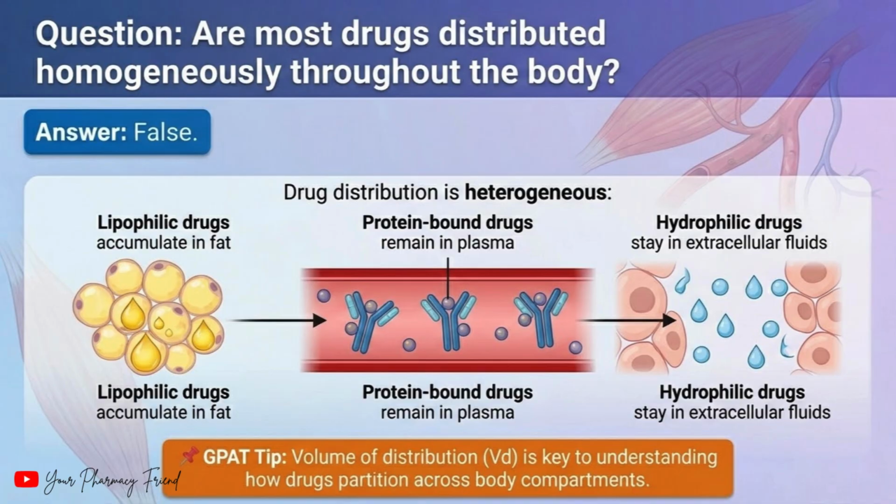Are most drugs distributed homogeneously throughout the body? False. Most drugs are not distributed homogeneously throughout the body. Lipophilic drugs tend to accumulate in fatty tissues, protein-bound drugs remain in plasma, and hydrophilic drugs stay in extracellular fluid. Understanding the heterogeneous distribution of drugs is essential for predicting pharmacologic effects and calculating the volume of distribution.